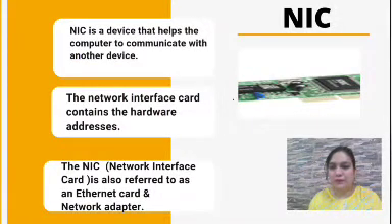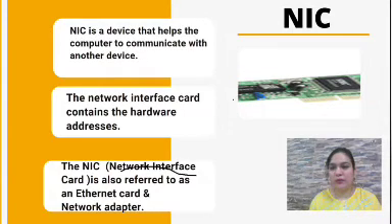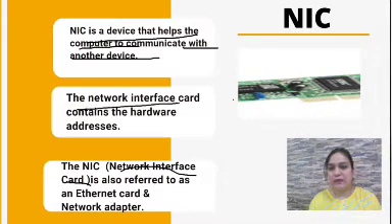Now, our first connector is NIC. NIC is a network interface card. It is a device that helps the computer to communicate with another device. The NIC contains the hardware address, because the second layer of the OSI model, that is the data link layer, uses this address to identify the system on the network so that it transfers the data to the correct destination.